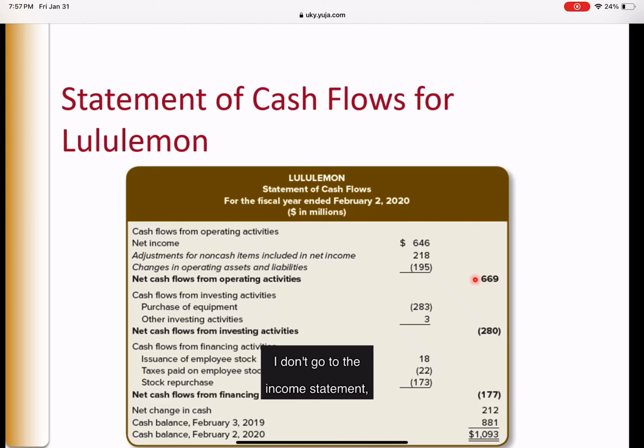So one thing I always want to look at, if somebody says, how's that company doing? I don't go to the income statement. I go to the cash flow statement and I see, do they have good, strong cash flows from operations? And then don't think that a negative number, in parentheses, is bad news.